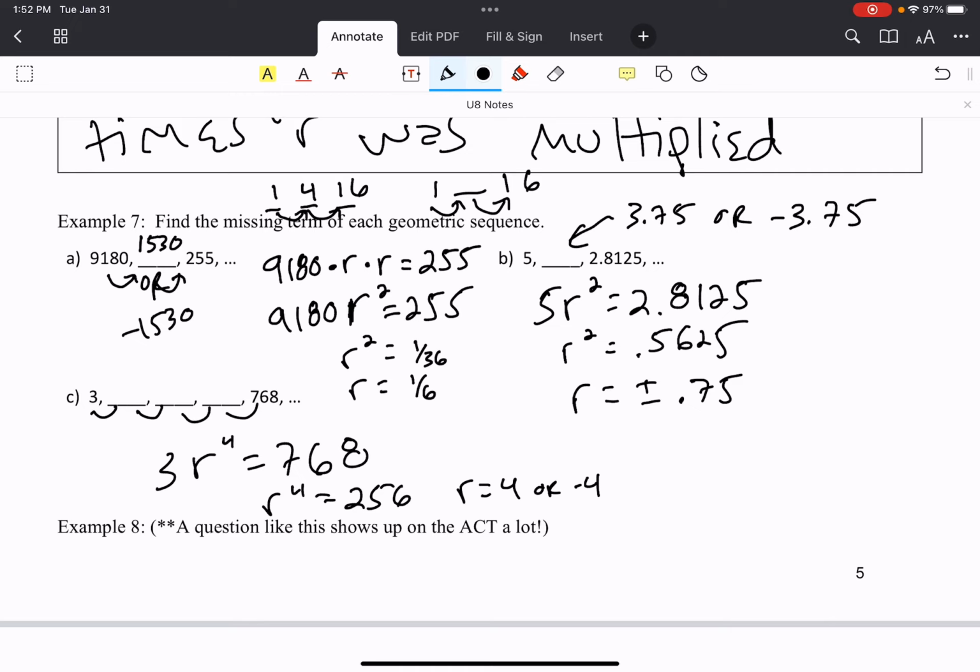I did the 4th root of 256. You guys not know how to do that? On your calculator, you put the 4 in first, and then go to math. And do you see where it says x root down there on number 5? You press that. The other option is, remember, the 4th root is the same thing as a 1/4 exponent. You can do it either way.